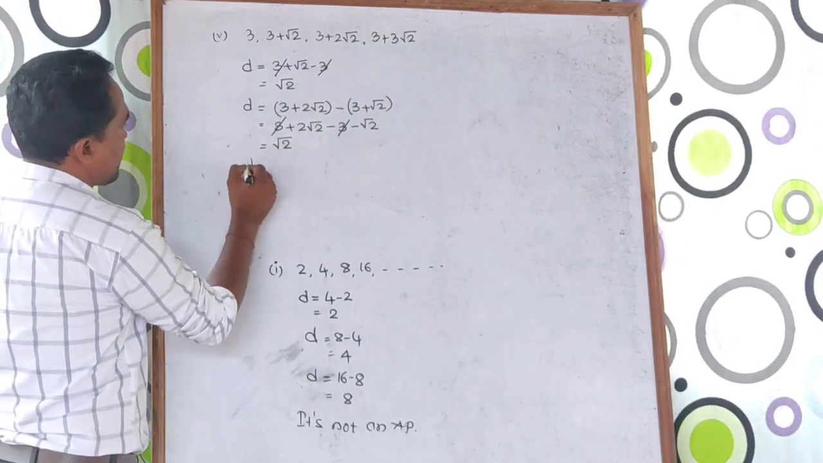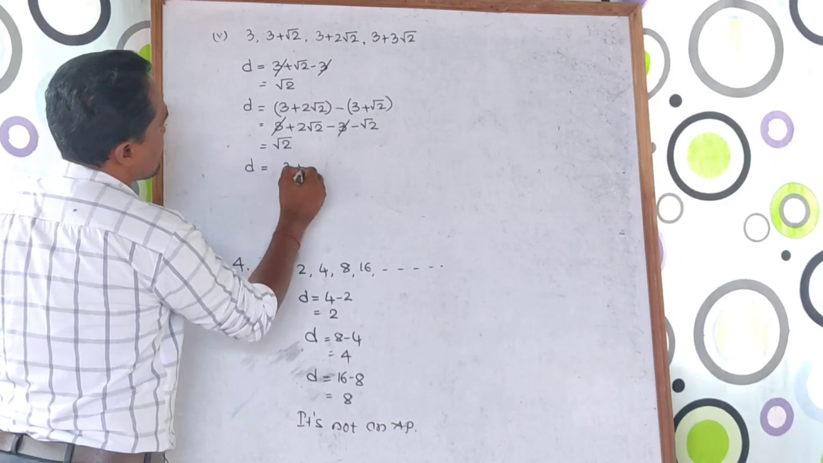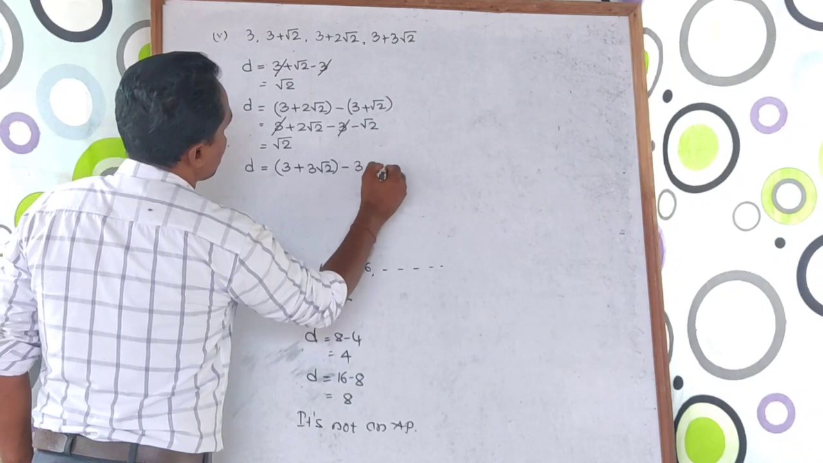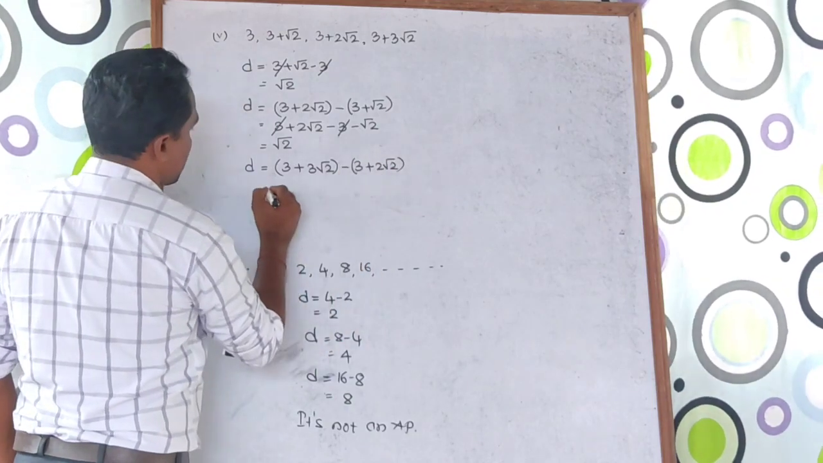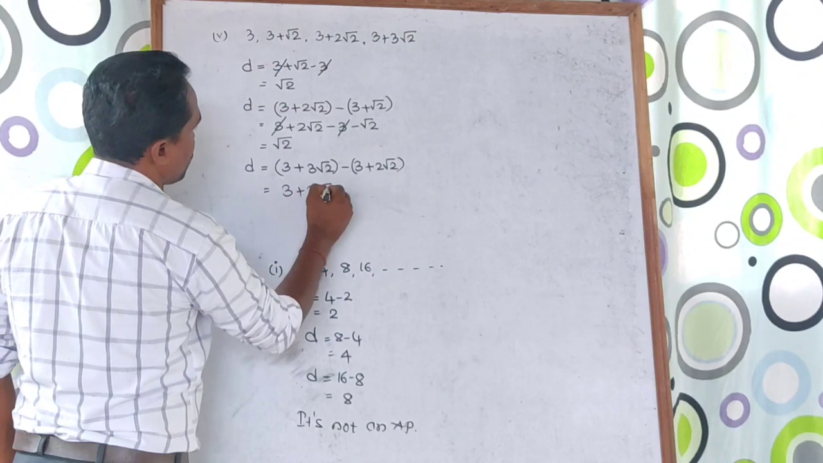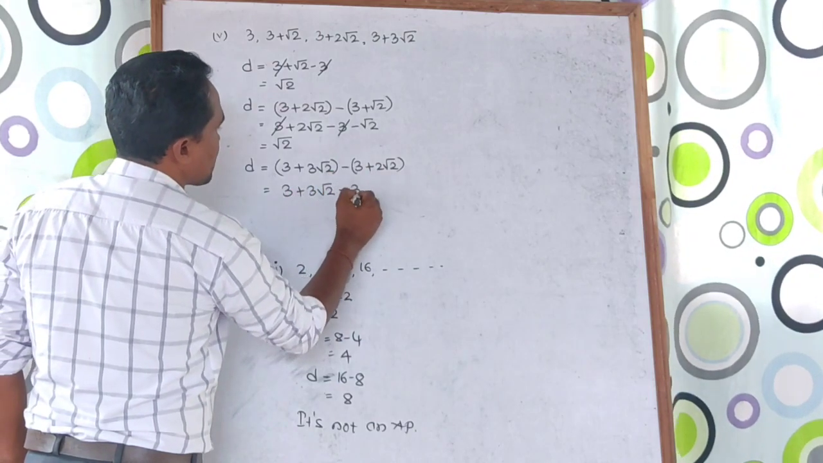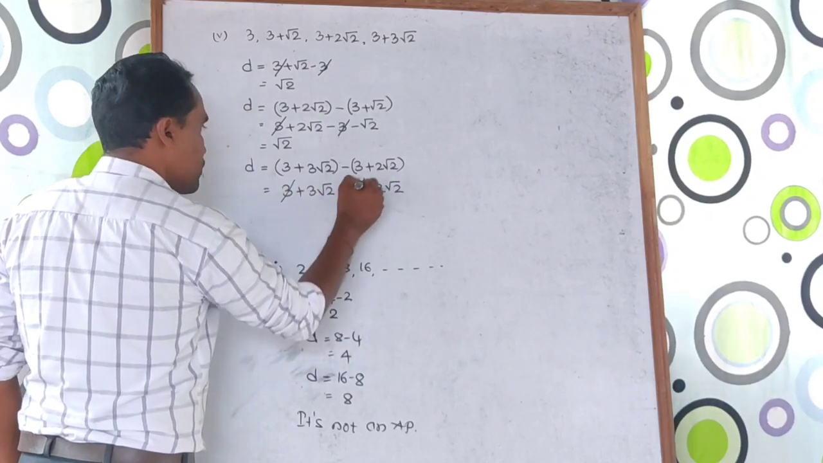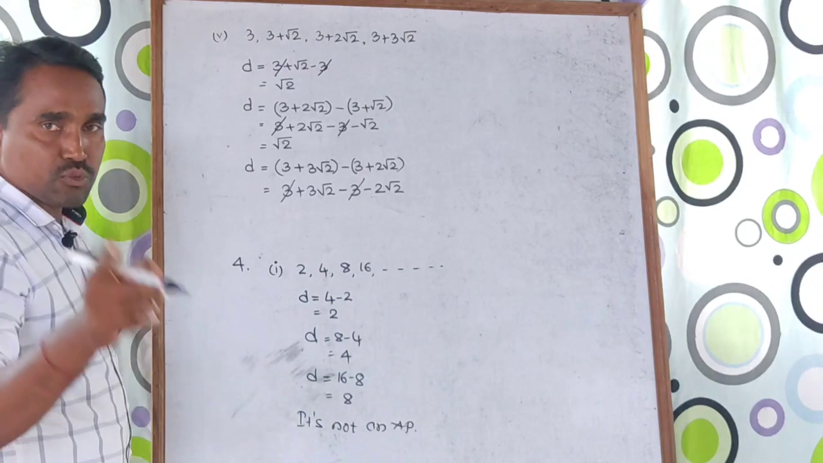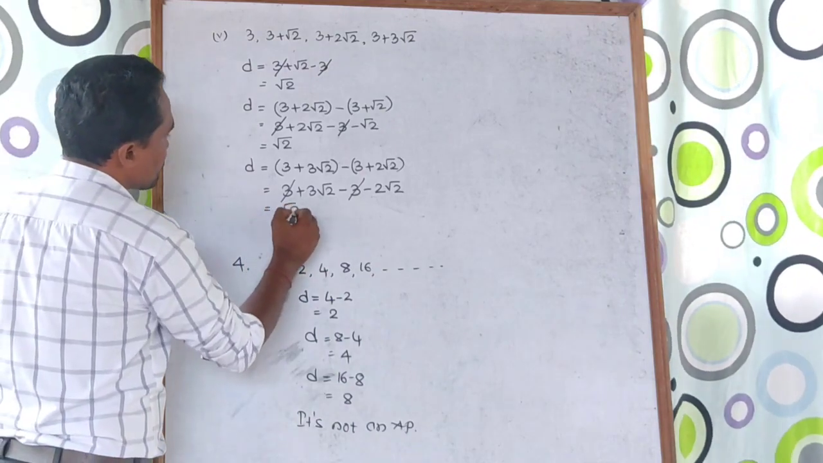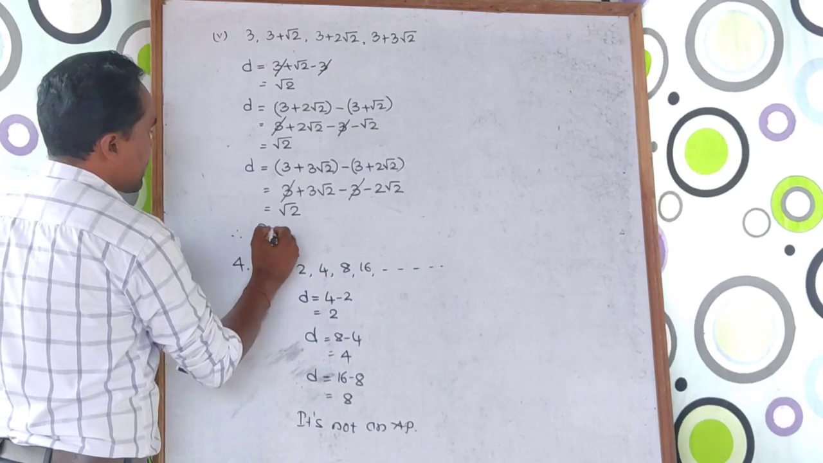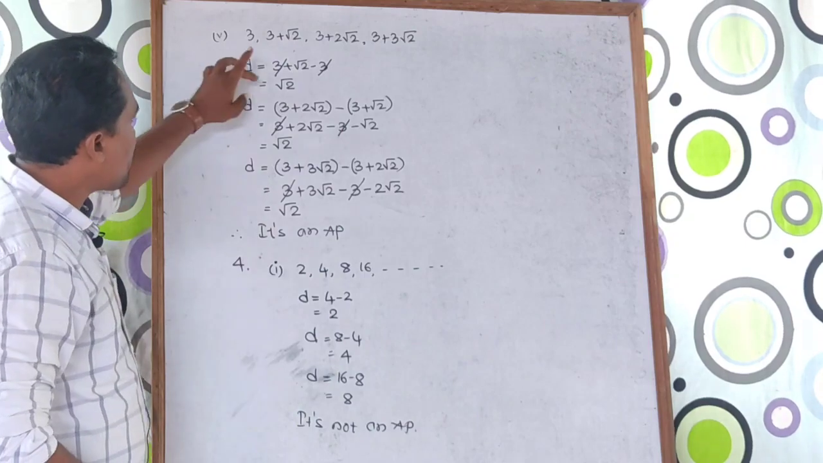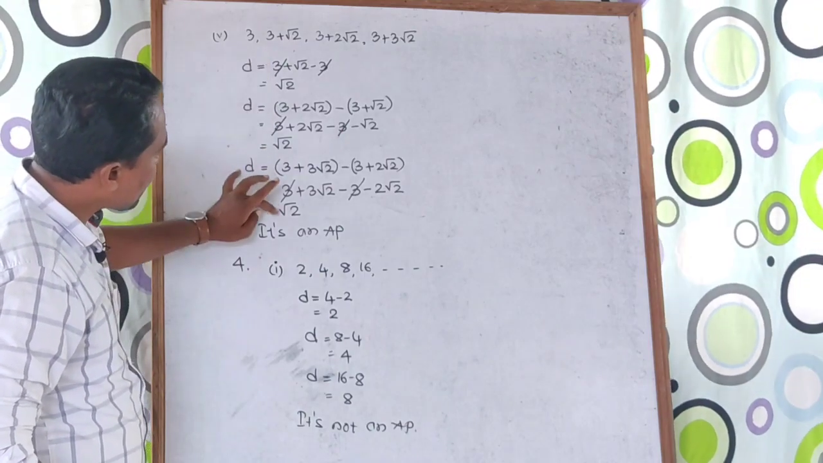For that, again find out D. 3 plus 3 root 2 minus 3 plus 2 root 2. So 3 plus 3 root 2 minus into plus minus 3 minus into plus minus 2 root 2. Again these 2 will be cancelled. 3 root 2 minus 2 root 2 equals 1 root 2. Hence, it's an AP. Why is it an AP? Because all the common difference is root 2, again root 2.